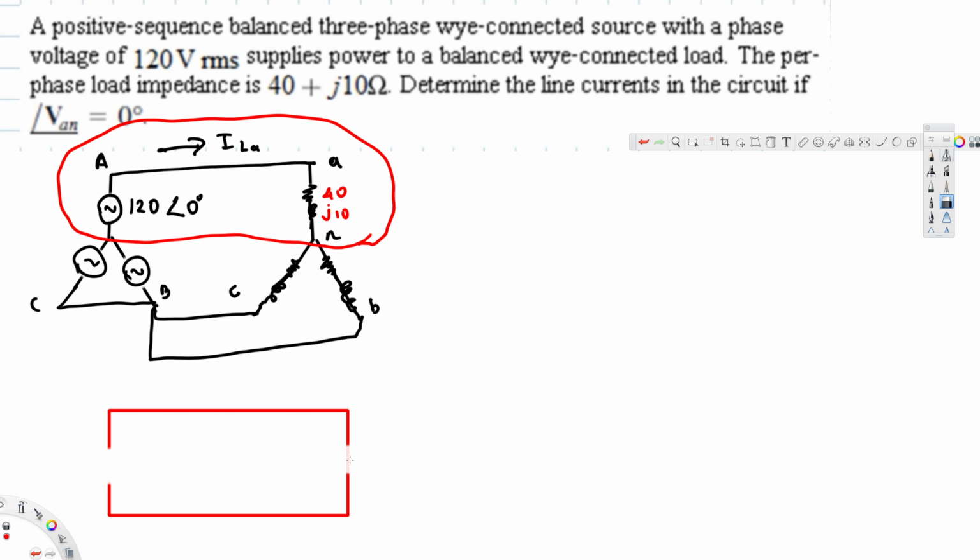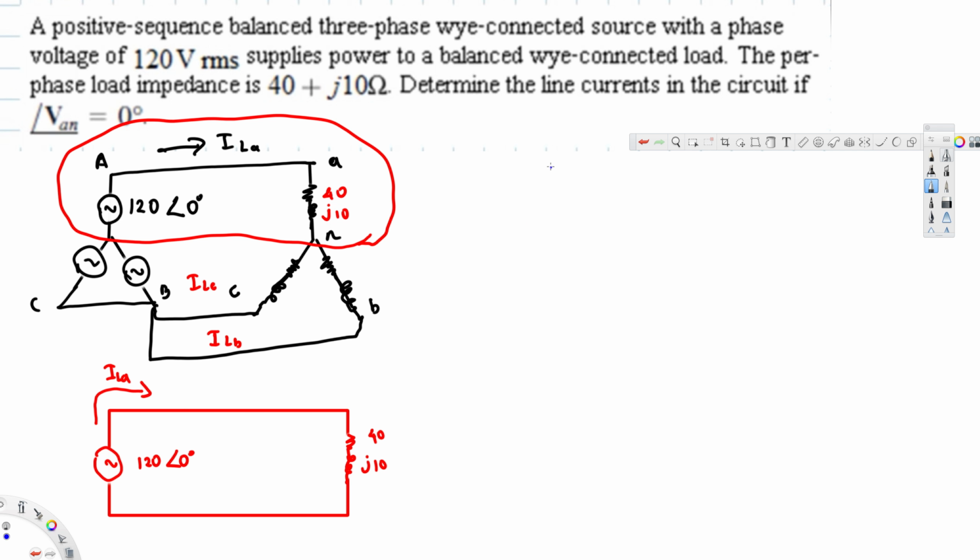Let's write our voltage source and then the impedance. Here we have our voltage source, 120 at 0 degrees, and here the impedance, 40 + j10, and we are trying to find the line current ILA. Because there are three line currents, we have one through A, one through B, ILB, and one through C. But once you find ILA, everything is going to be easy.